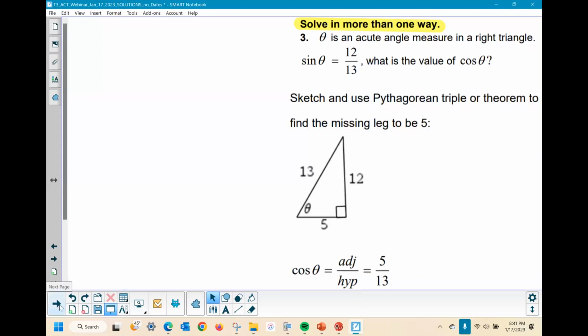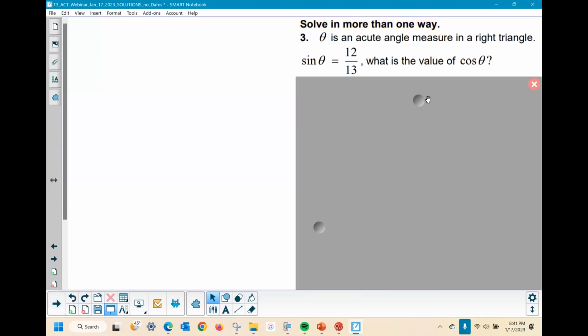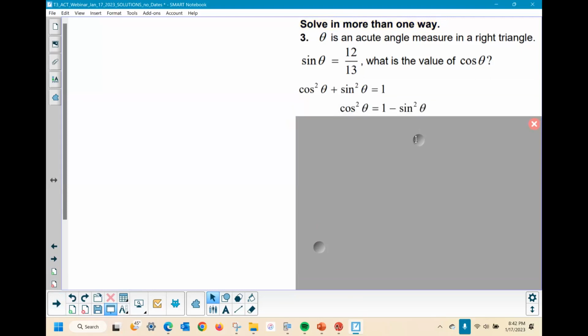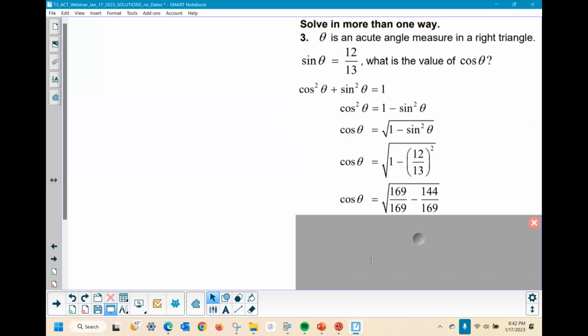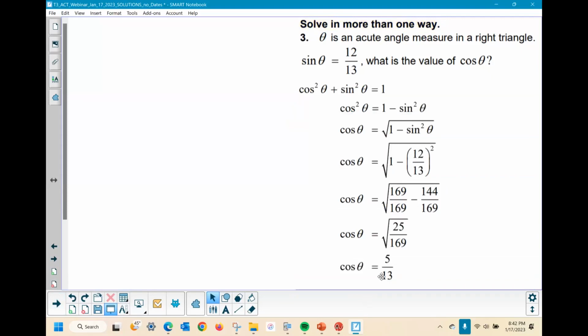The second way, I was surprised none of them really knew this because they were juniors who haven't talked about Pythagoras's identity. So cosine squared is 1 minus sine squared. And so I could just go ahead and do it this way. Again, we only want the positive square root because everything's in the first quadrant. But it is another way to do that.